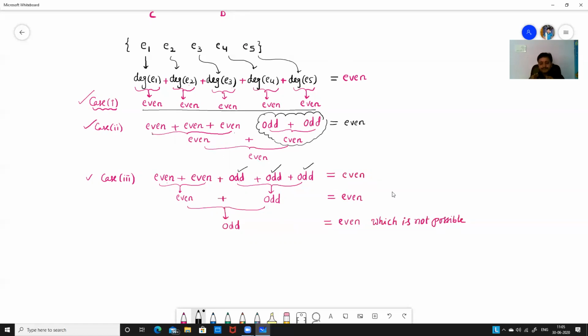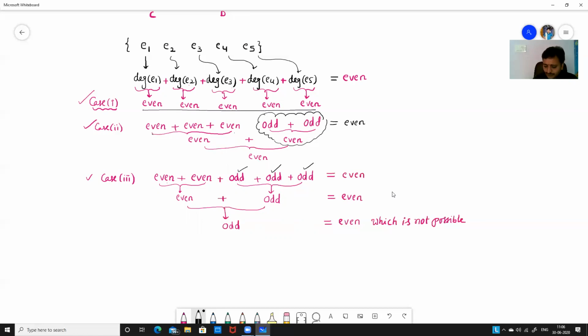It means that in any simple graph, the number of odd degree vertices must be even. Please look at this third case. How many odd degree vertices are there? 3 odd degree vertices. 3 is not even. Therefore, it is not a simple graph. Please understand that point.